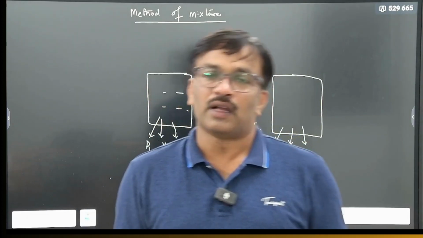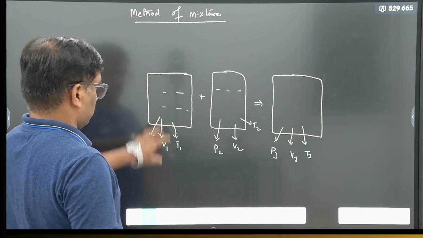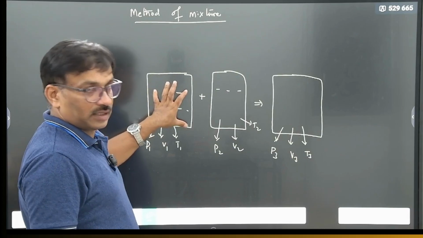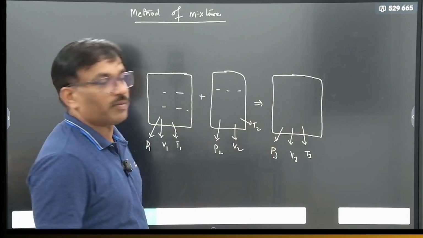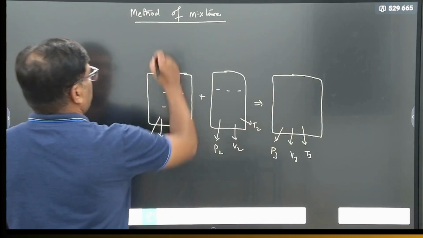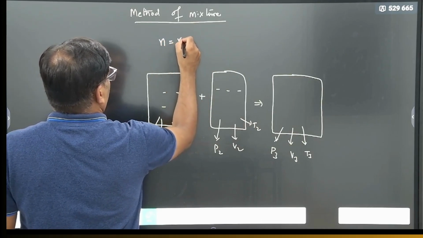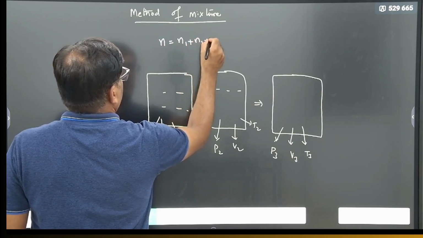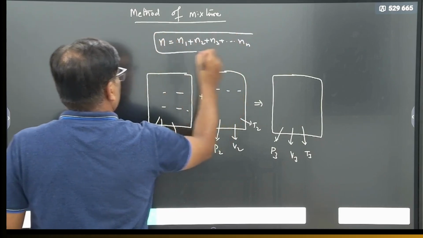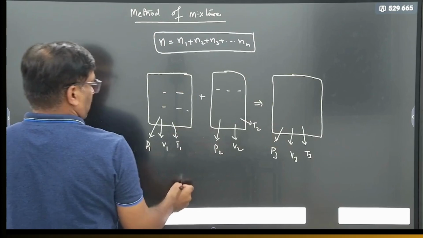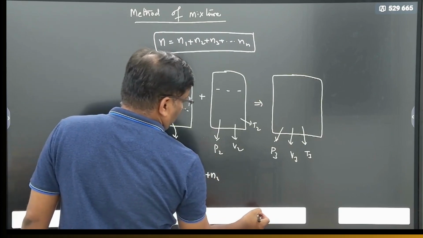Simple thing: by the law of conservation of mass, mass cannot be created or destroyed. So the number of moles of the gas present in the mixture is the sum of the moles of the gases. Always remember in the method of mixtures, the number of moles n equals n1 plus n2 plus n3 and so on up to nn. Here only two gases are there, so n equals n1 plus n2. How to write it now?